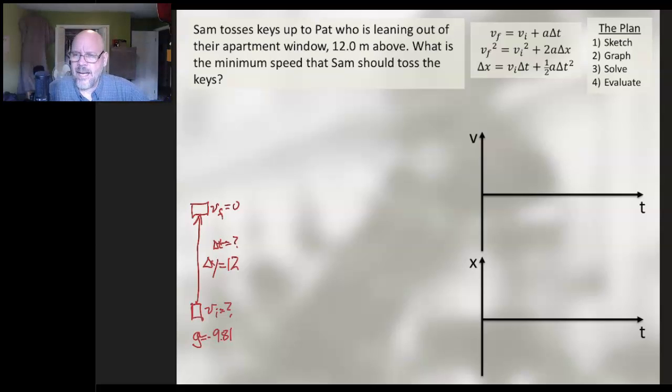So now we've got to do our graphs first before I forget. We're starting off with some speed up here. We don't know what it is, but we know after a certain time, which we don't know, it's going to go down to 0. So our velocity curve is going to look like that. And our x is going to go from 0 to 12 at some time t. We got to get up there like that, and that's going to be right at the apex. So my slope right up here at the top is going to be 0.